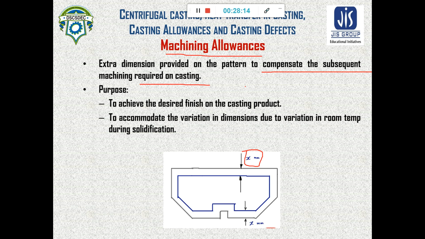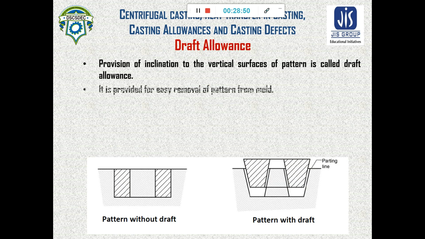Secondly, to accommodate the variation of dimension due to variation in room temperature during solidification. And that machining allowance is specified by x per side, while the shrinkage allowance is specified by percentage of volume. Shrinkage allowance is specified by the percentage of volume, but machining allowance is specified using this x per side notation. Now we will see about the draft allowance.